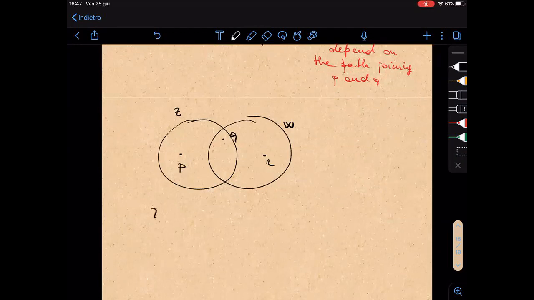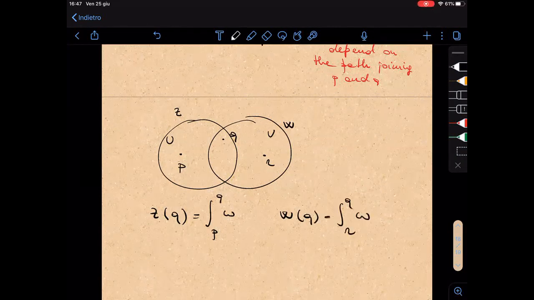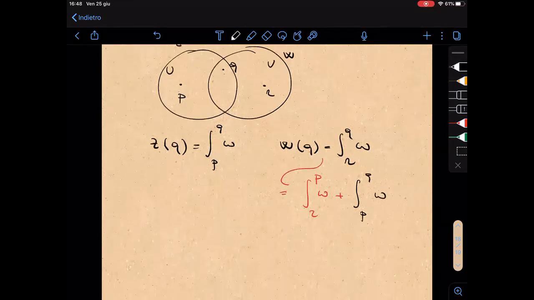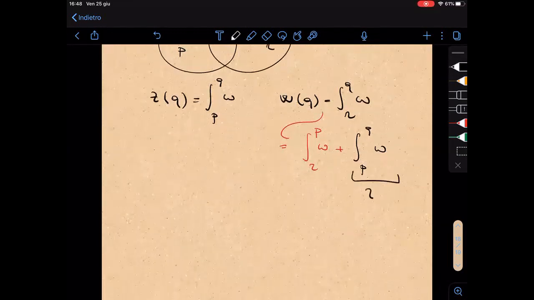Then we can consider the coordinate Z of Q, because Q lies in the intersection of this, say, U and V. And this, by definition, is the integral from P to Q of omega. On the other hand, W of Q is the integral from R to Q of omega. But what is this? This is just the integral from R to P of omega plus the integral from P to Q of omega. And this is my coordinate, Z of Q, and this is a constant.